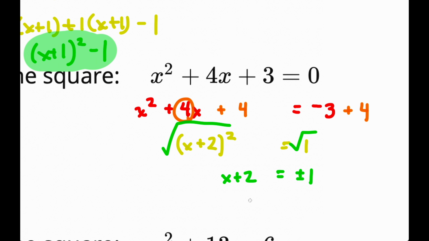You're going to subtract 2 on both sides. So you're going to get plus or minus 1 minus 2, which is 1 minus 2, which is negative 1, and negative 1 minus 2, which is negative 3. And those are the two answers for this. I basically just solved this using completing the square.